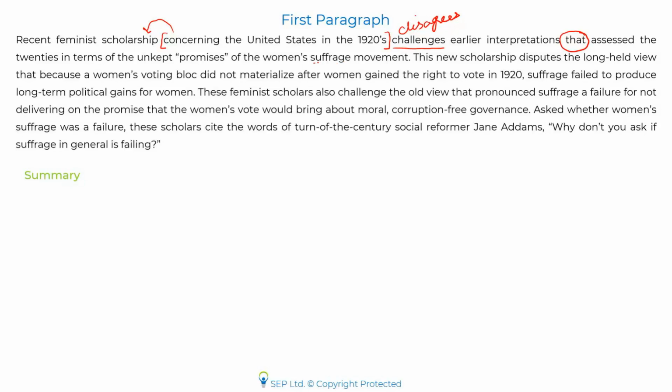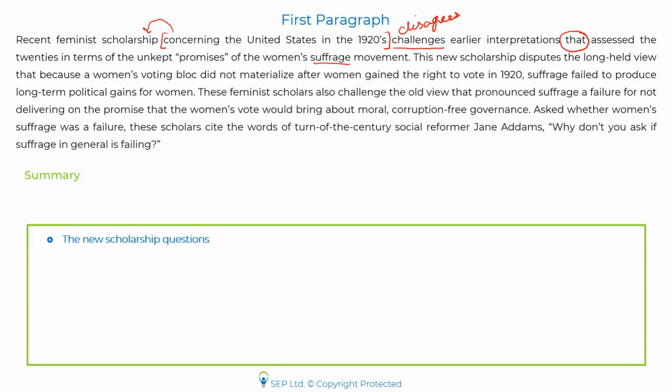Now, if you don't know the word suffrage, please don't panic. All you need to remember is there would be context given later on for you to understand this word suffrage. But for now, we are saying that it is something related to the women's movement. It's a type of women's movement. And earlier interpretations examined this time as a time which did not keep the promises of the women's movement. So if I reduce the meaning of this sentence, it means the new scholarship questions, disagrees with, challenges the old idea. Earlier interpretation, I'm calling this the old idea.